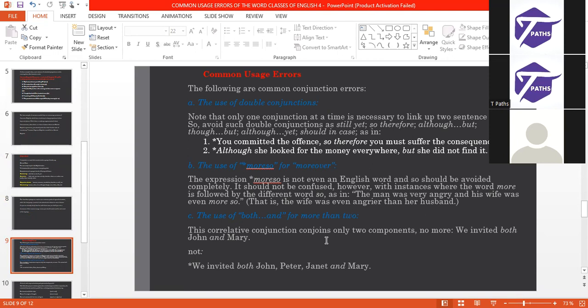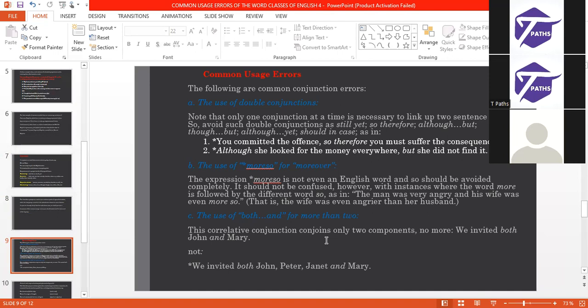Number one error is the use of double conjunctions. Note that only one conjunction at a time is necessary to link up two sentences or two sentence parts, as I showed you in the previous example. Avoid such double conjunctions as still yet, so therefore, although but though, all right? Avoid them. Avoid using these, okay?